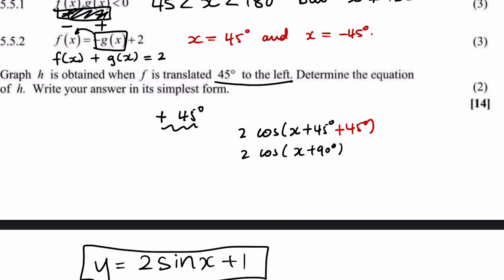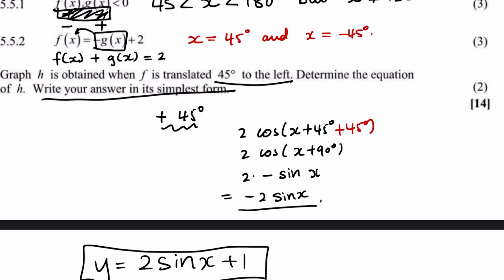Now notice the question is saying in the simplest form. So whenever you have cos and you have 90 within a bracket, you should be thinking about a co-function. So what does this change to? Cos will change to sine. Cos of 90 plus x, or cos of x plus 90, equals minus sine x. So 2 times minus sine x is equal to minus 2 sine x. And that's our answer.